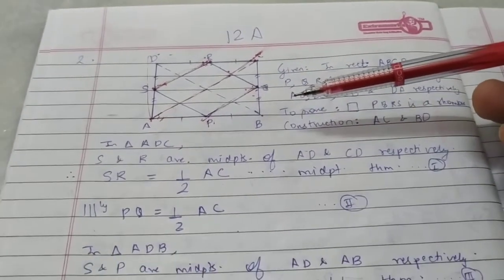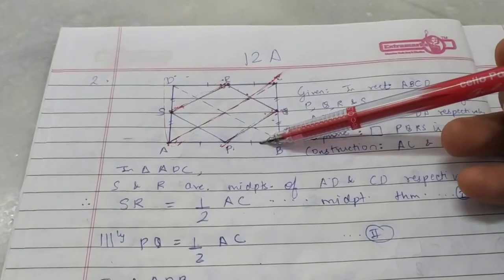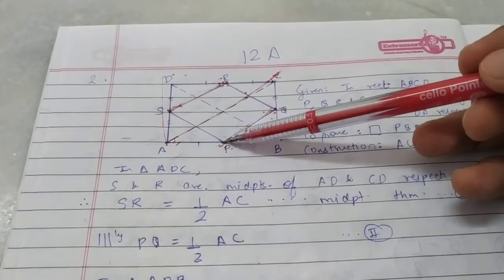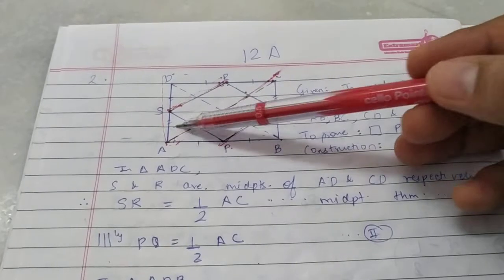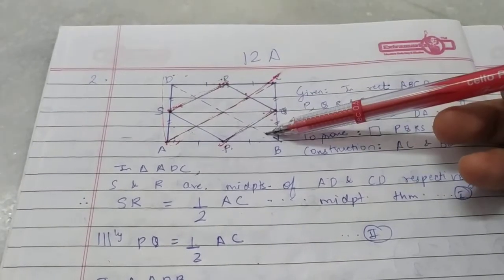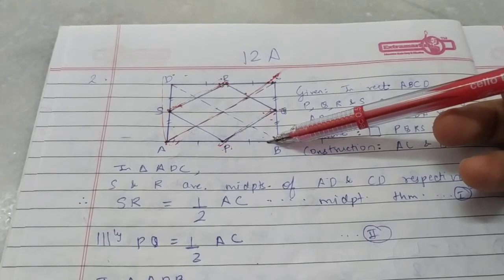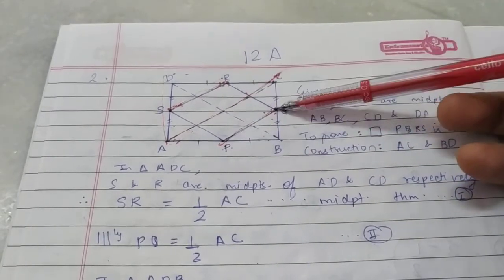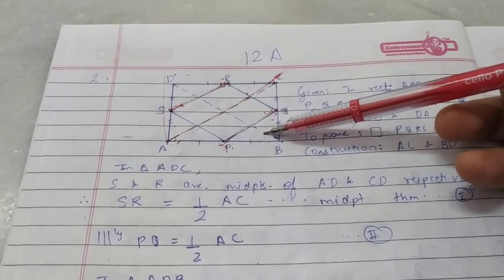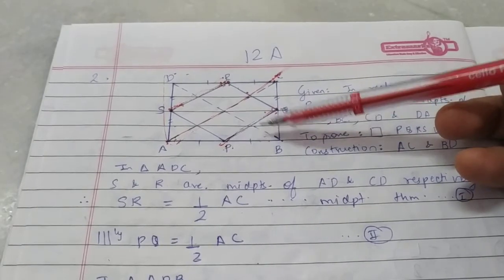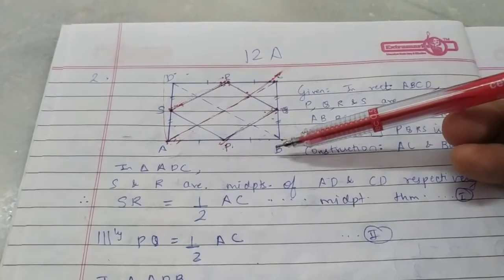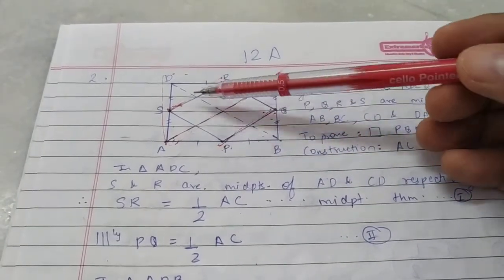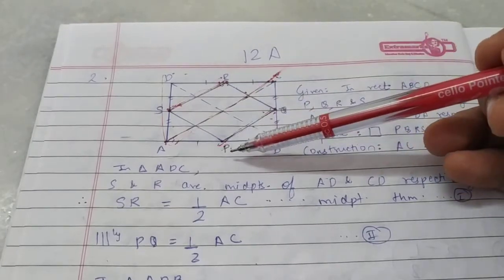Next, in triangle ADB, S and P are the respective midpoints. That means SP will be half of DB because DB is the base of the triangle. So SP is half of DB, and similarly RQ is half of DB. So again, by the same logic, SP will be equal to RQ. So I just proved opposite sides equal, but that's not enough. I have to prove the adjacent sides equal as well.